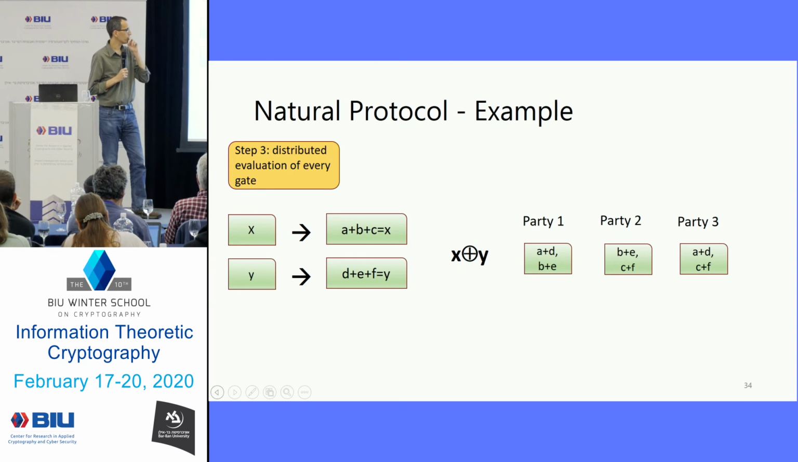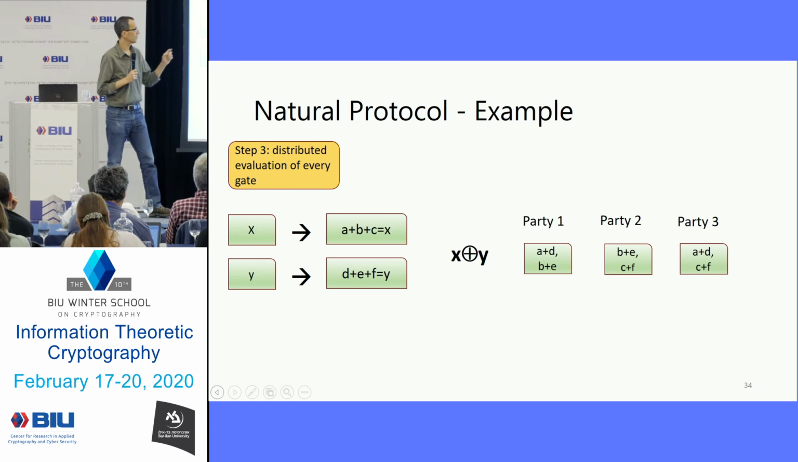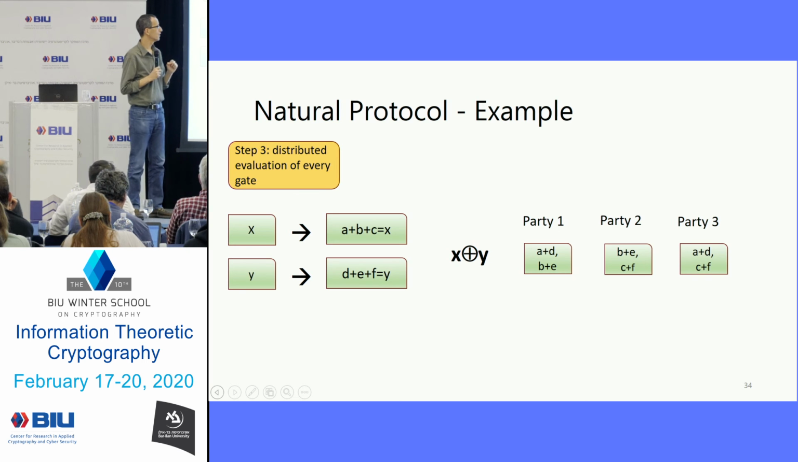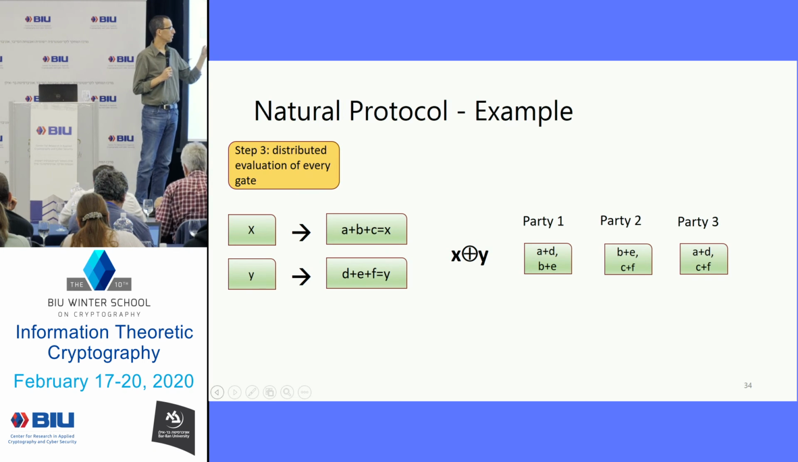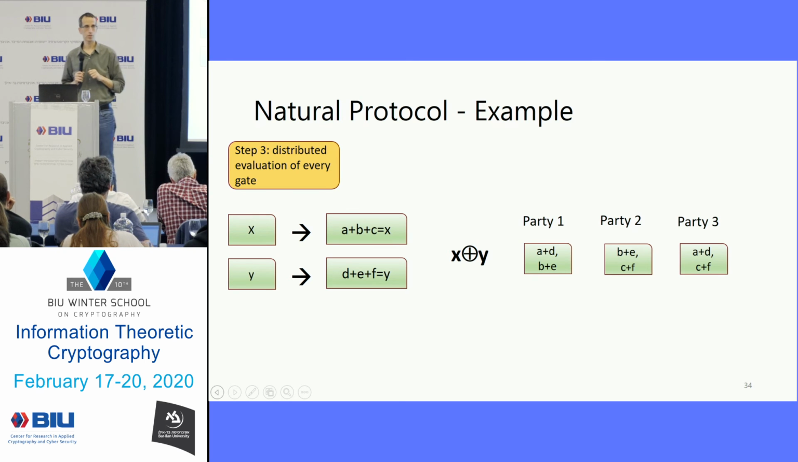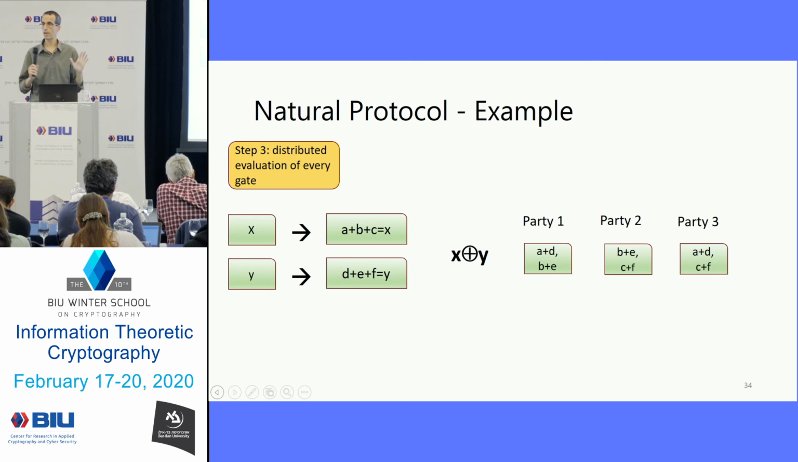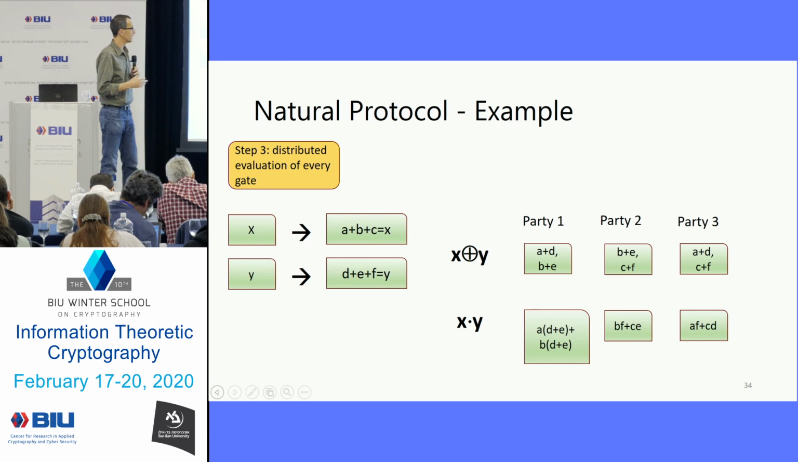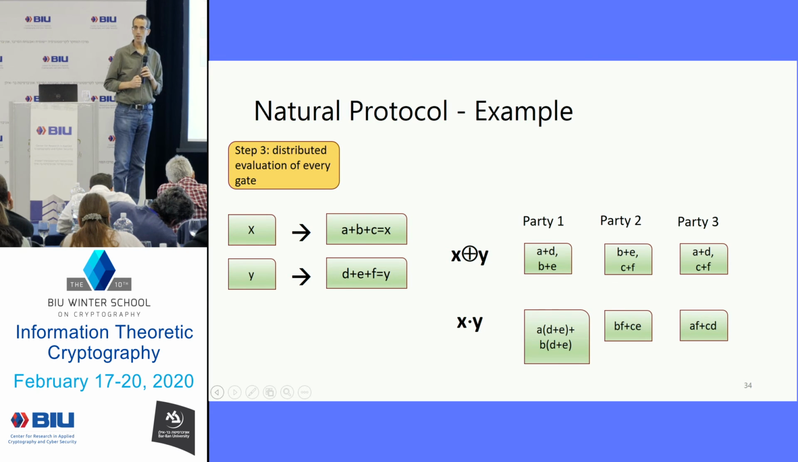Now, they still maintain the same sharing, right? Party 1 shared A with party 3, and now it shares A plus D with party 3. And party 1 shared B with party 2, and now shares B plus E with party 2. So they have the same sharing. They can do everything locally without any further communication.